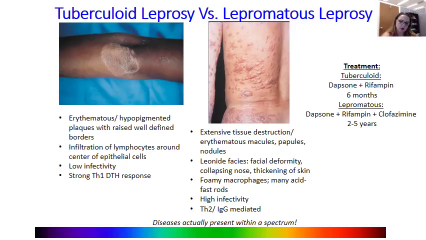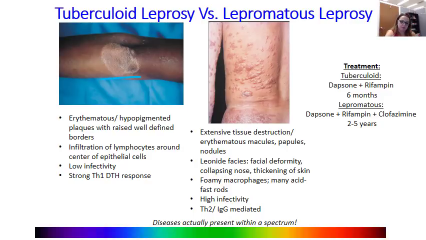Okay, let's talk about the clinical diseases with leprosy. Leprosy is actually fascinating, and it's an immune response because we see completely different diseases based on the immune response that's made. So both tuberculoid leprosy and lepromatous leprosy are caused by M. leprae. It's the same organism. It's entirely how you respond to it that matters.